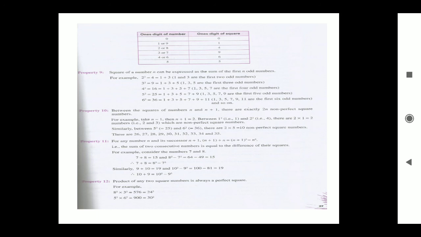Property number 12. The product of any two square numbers is always a perfect square. For example, 8 squared into 3 squared is 24 squared, that is 576. 5 squared into 6 squared, the answer will be 900, which is also a square of 30.